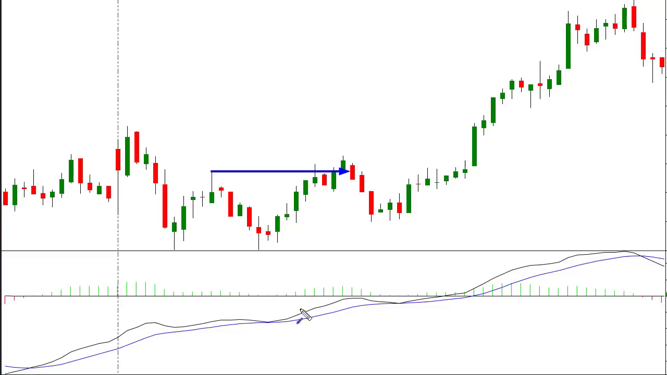And what the heck, Barry? If you look at the MACD, it was going up. So again, look at that. And again, everything's up. Histogram's up. MACD, signal line, all that kind of stuff is up.